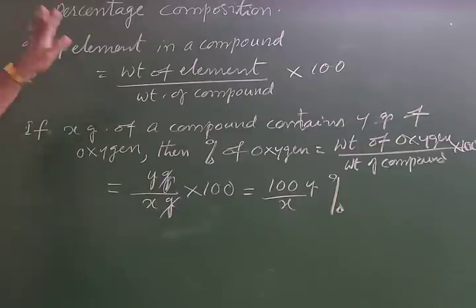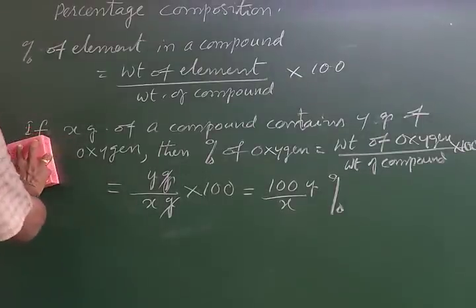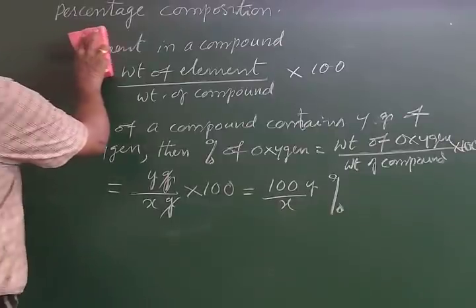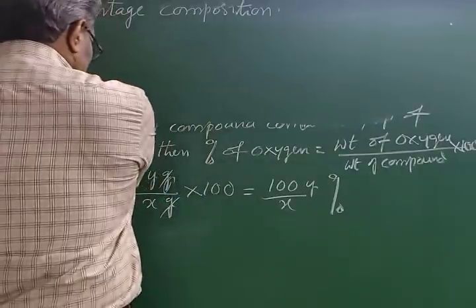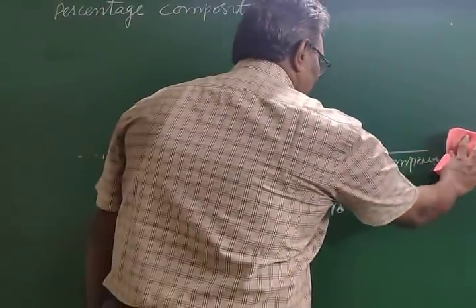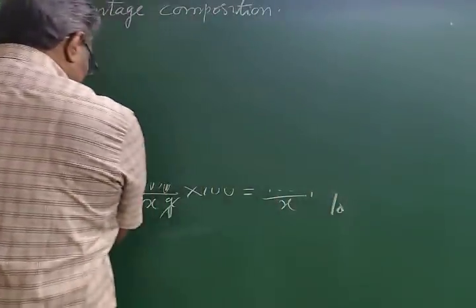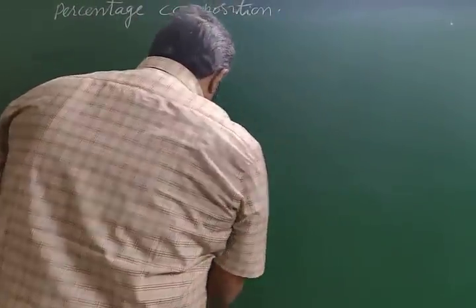For any component, the percentage can be found like this. That component may be an element or a compound. For example, let us see another example. Hydrated sodium carbonate or hydrated copper sulfate. Let us take hydrated copper sulfate.